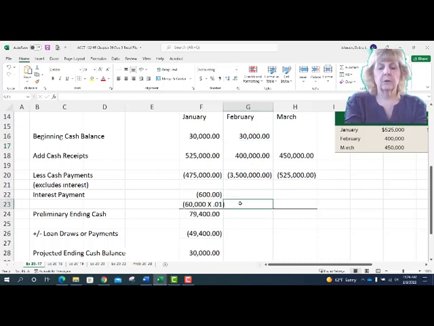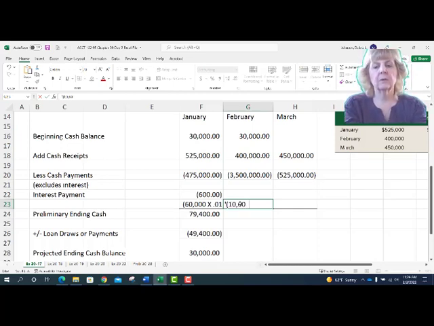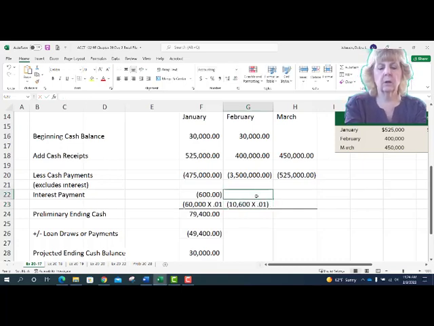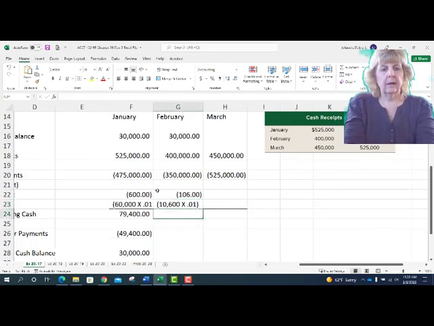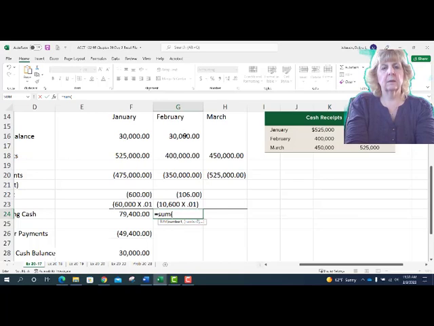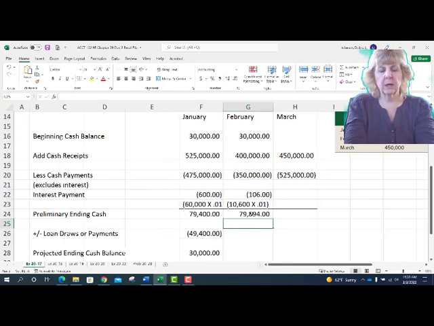process again. So we just took a look at a T account that showed us that we owed $10,600 and our interest rate is 1% a month. So let me calculate that. $10,600 at 1% gives me a $106 loan payment. After fixing this payment amount and coming back on the video, I'm ready to sum this up. So let me sum from the top of February down to the bottom. Here is now our preliminary cash balance.